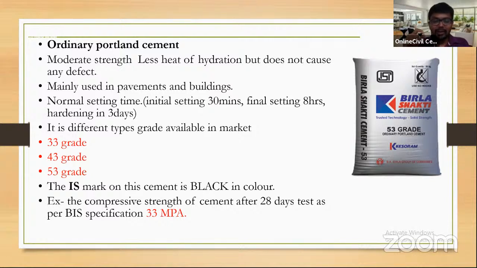The compressive strength after 28 days of OPC, of a cube of size 150 by 150 by 150, made from OPC 33 is 33 Newton per mm square or 33 MPa. And the distinction you can always find: in PSC or PPC, the ISI mark is red in color, and in the cement bags of OPC cement, you will find the ISI mark is black in color.